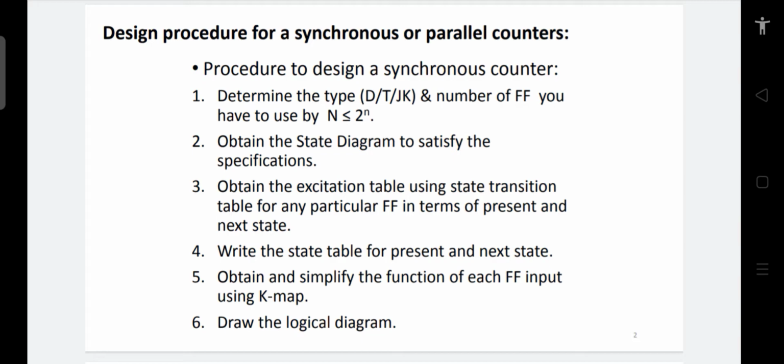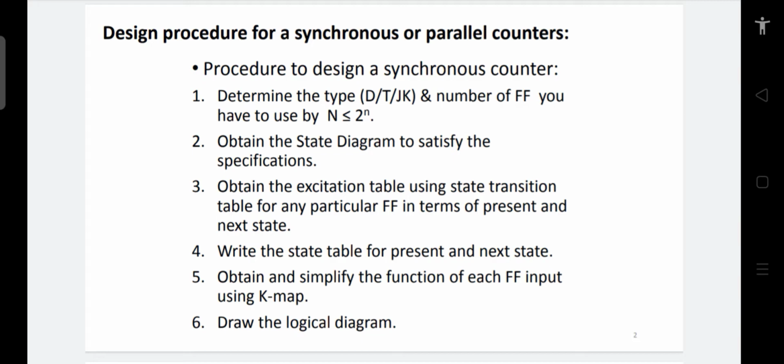Then we also have to choose how many counts we have to do. Depending upon how many counts you want, we decide how many flip-flops will be required. The logic is the same as what we discussed in our asynchronous counters. We have to see that the count N which we actually want should be less than or equal to 2 to the power n, where small n is the number of flip-flops. So this we already know, how to use this equation N ≤ 2^n and how to decide the number of flip-flops, as we have already discussed in our last class.